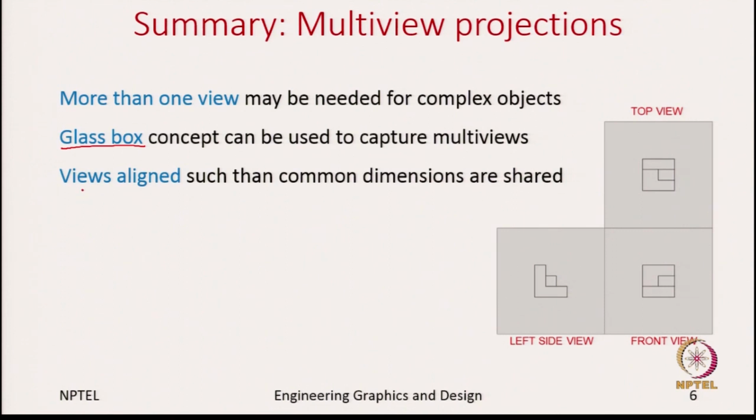And finally, once we capture these views, these 6 views are still lying in the 3D space. We want to bring them all to a single 2D space. For that, we open the box such that all the views are on a single sheet. And we notice this opening is not random. We open it in such a way that the views are aligned and the common dimensions are shared. In the previous slide we showed that the left side view and the front view share the height, and the front view and the top view share the width of the object.